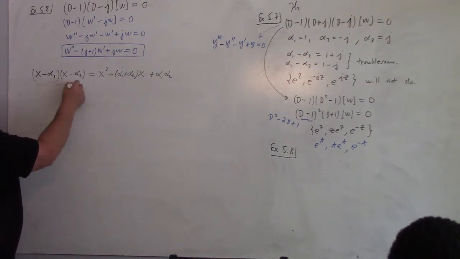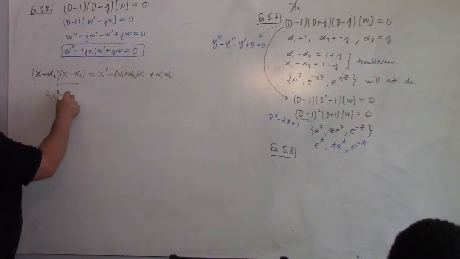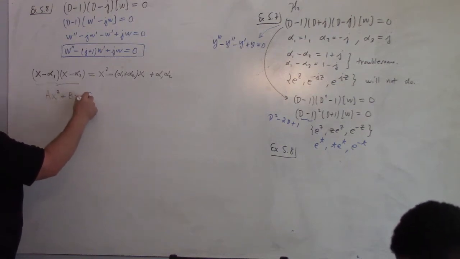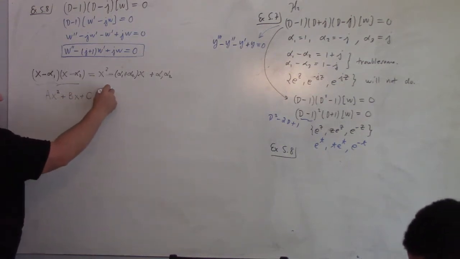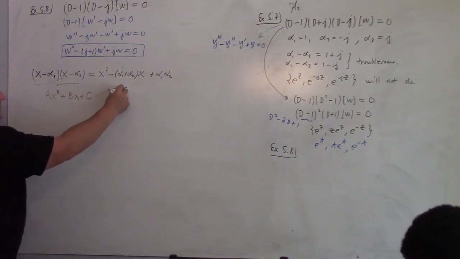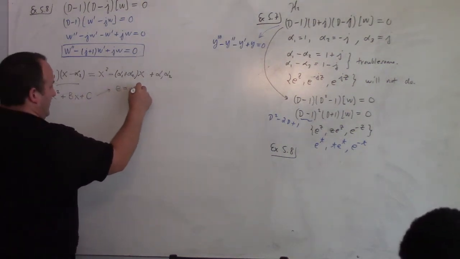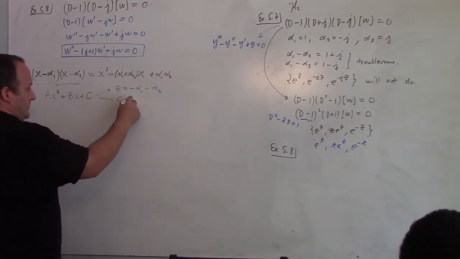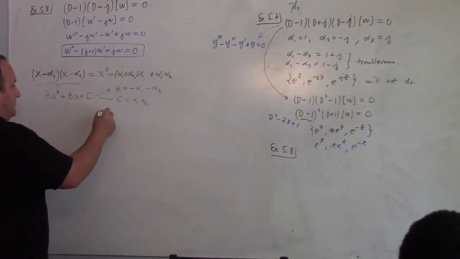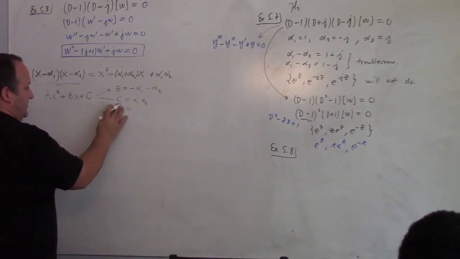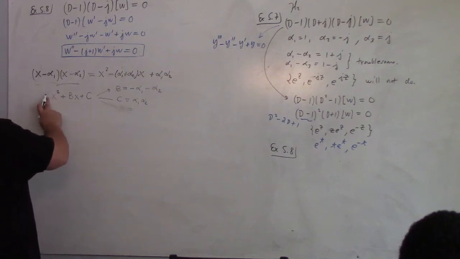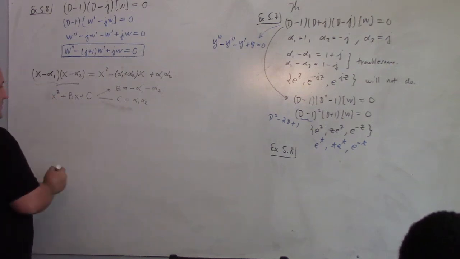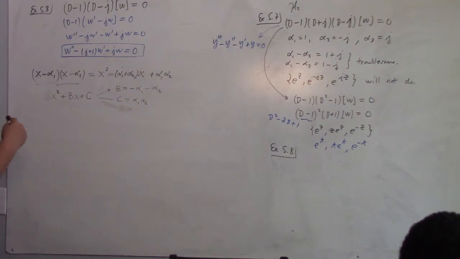So if you say this is equal to a x squared plus b x plus c, then you have things like b is equal to minus alpha 1 minus alpha 2, and c is the product of the roots. For a equals 1, I should say. Otherwise, you have to divide by a and so on. It's a part of the story.